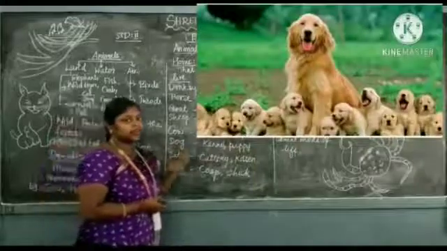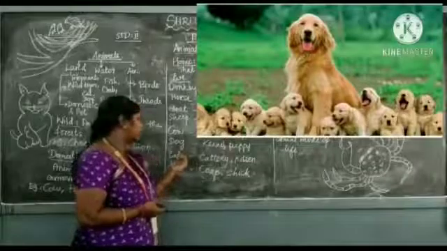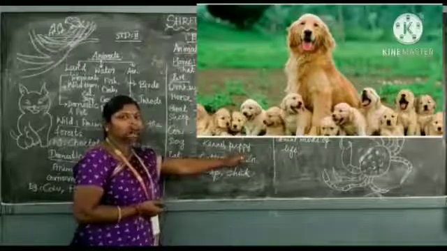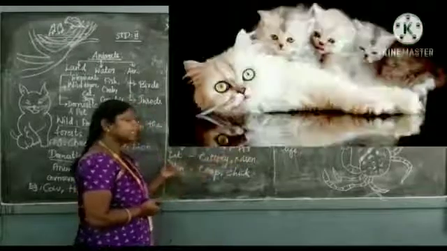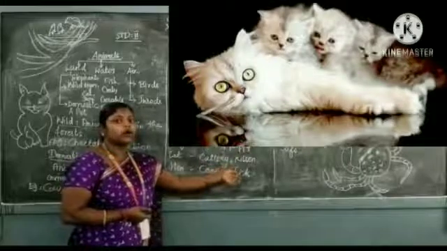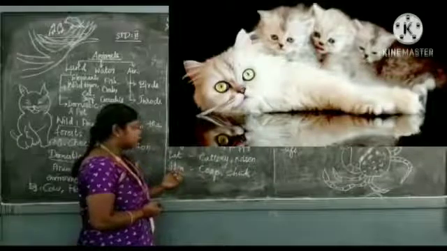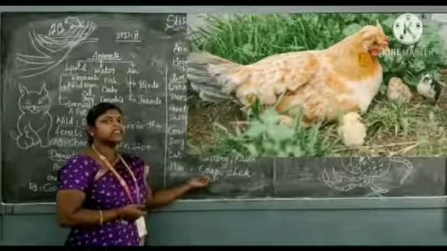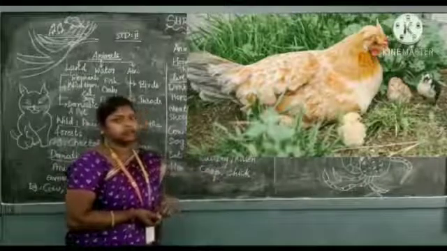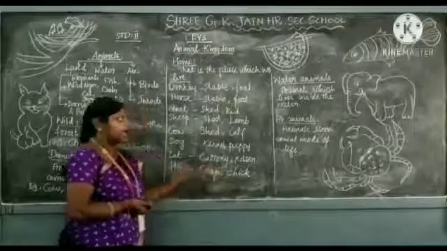Dog. Dog is a kind of pet animal. Let me explain you about the pet animal, children. Okay. So dog lives in the kennel and the young one of dog is puppy. Then cat. The home for cat is cattery and the young one of cat is kitten. Hen. The home for hen is coop. And the young one of hen is called chick. Lays eggs, for that only they are rearing the hens.